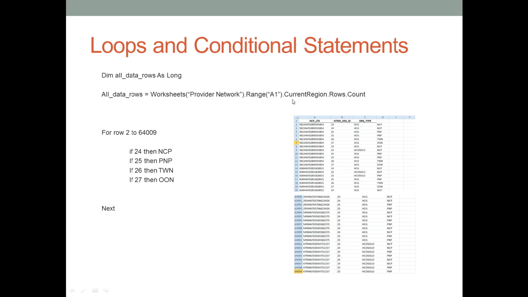So if I had to translate that, I would say, hey, all data rows is going to start in cell A1. It's going to look down in the current region. When it finds a gap in data, it's going to count the number of rows there. So when the code passes this line, it's going to assign all data rows the value of 64,009. Well, that's really cool because tomorrow when we come back, if it's 150,000, well, all data rows is going to equal 150,000.